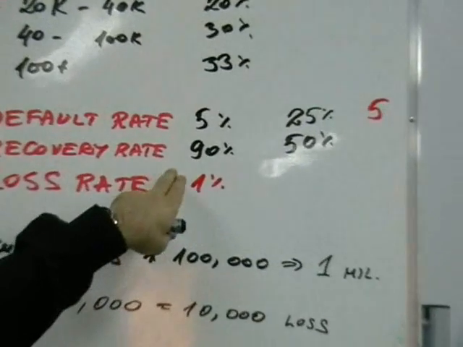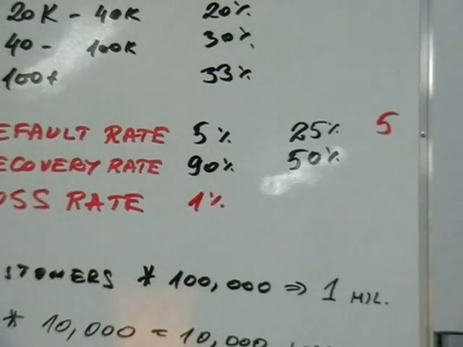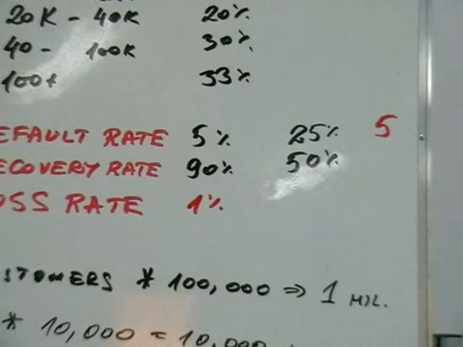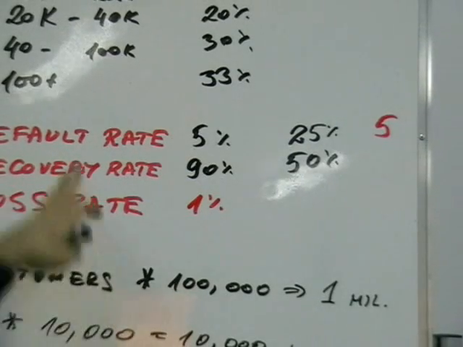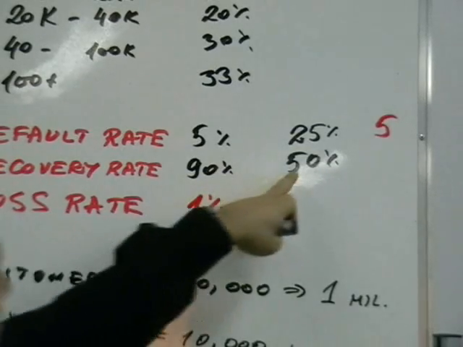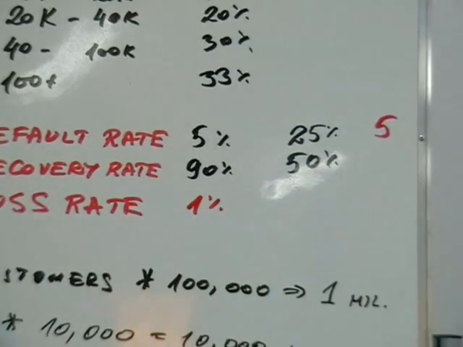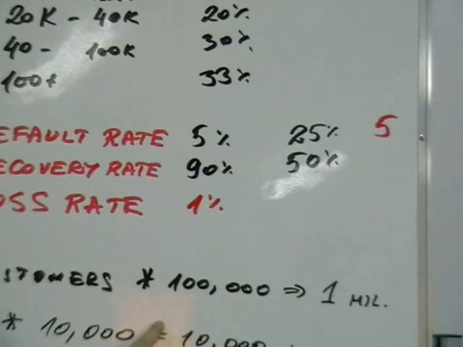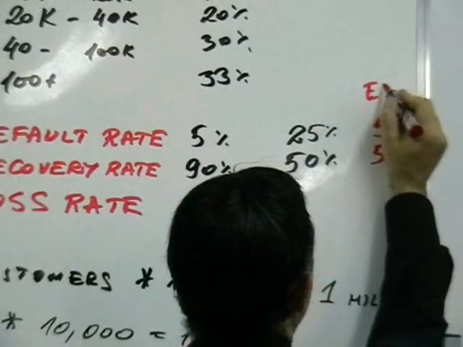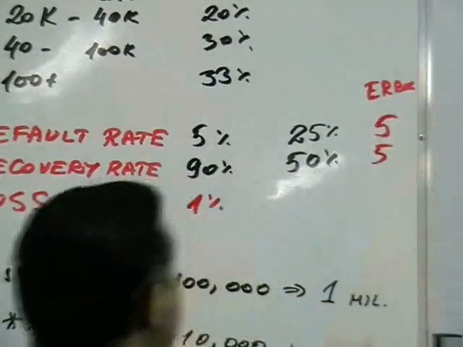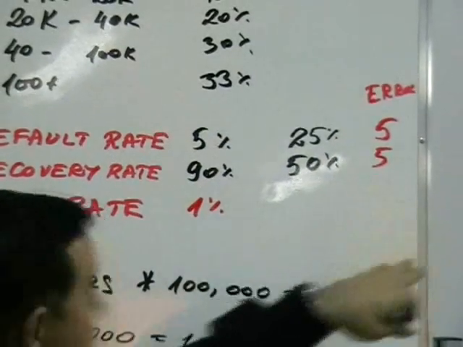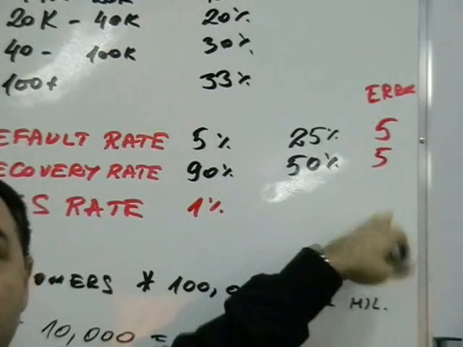Let's explain 5 times. If you are going to be recovering 90%, this means that the loss is only 10,000. But the actual loss now we are observing is not 10,000, it is 50%. So out of a 100,000 loan, the actual loss is 50,000. So instead of 10, it's 50,000. So they made an error of 5 times on the default rate and on the recovery rate 5 times.